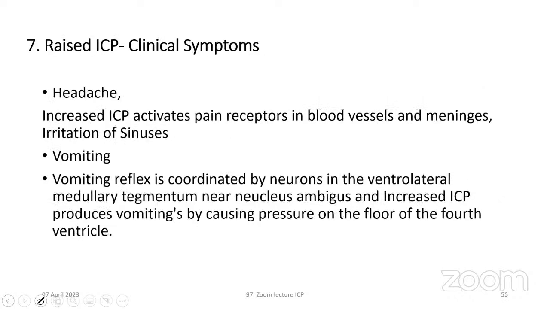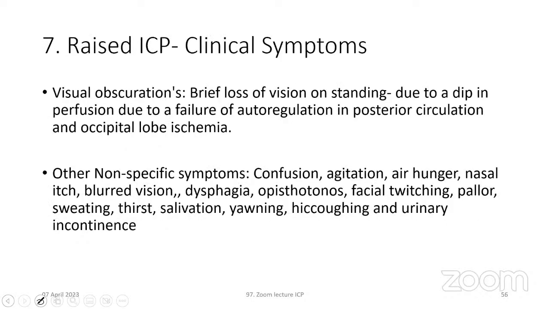We are looking at the clinical symptoms of raised ICP. Headache is due to pain receptor stimulation of blood vessels and meninges and irritation of sinuses. The vomiting reflex is coordinated by neurons in the ventrolateral medullary tegmentum near the nucleus ambiguus. Increased ICP produces vomiting by causing pressure on the floor of the fourth ventricle. The third symptom is visual obscurations, a brief loss of vision on standing. It is due to a dip in perfusion, due to failure of autoregulation in the posterior circulation, occipital lobe ischemia.